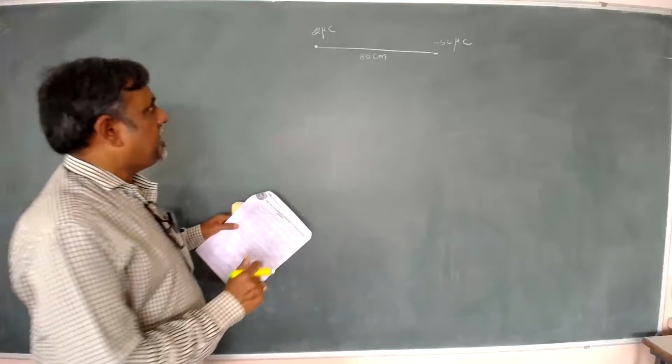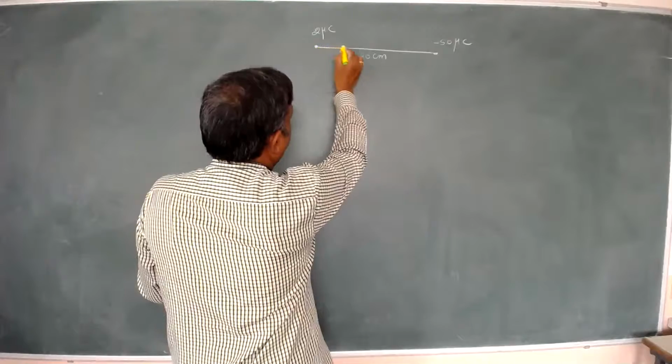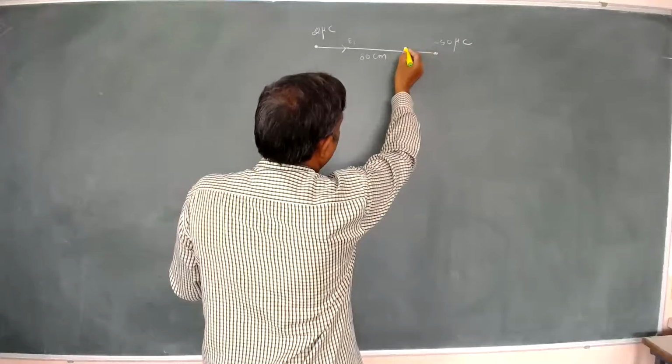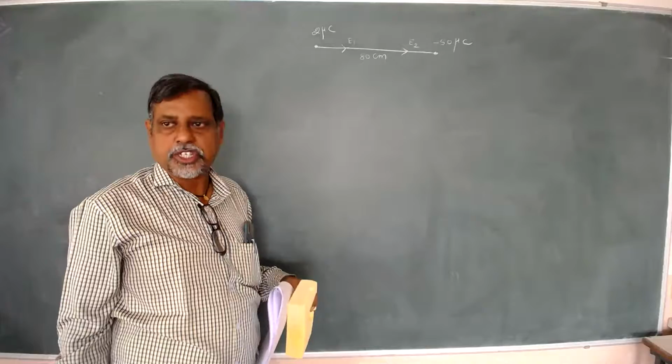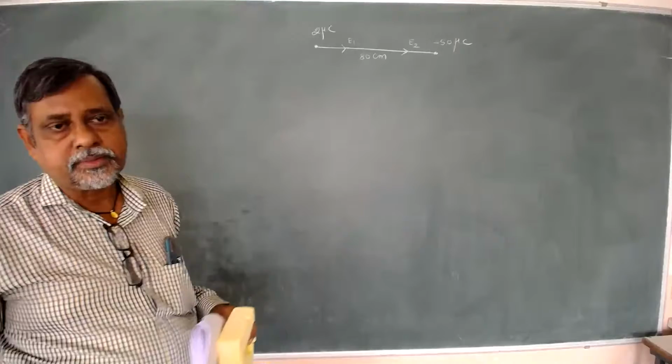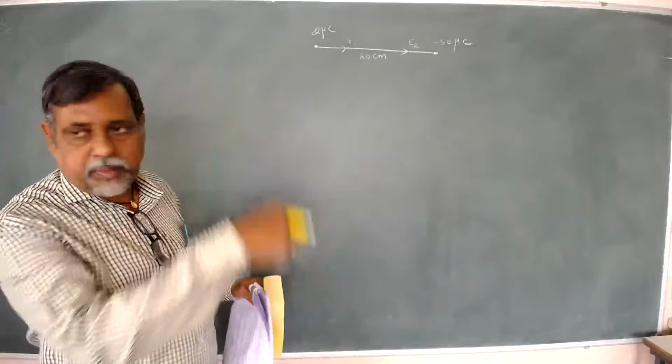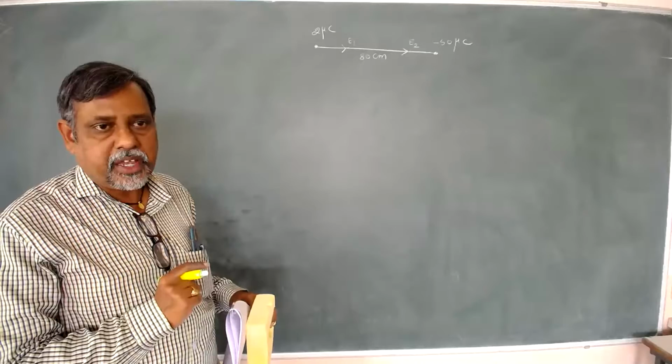See here, this is a positive charge. Due to this, the electric field will be in this direction, which is E1. This is a negative charge, and due to this, the electric field will be in the same direction, which is E2. Both E1 and E2 are in the same direction. Since they are in the same direction, a null point, a neutral point, cannot be obtained in between those two charges at all.